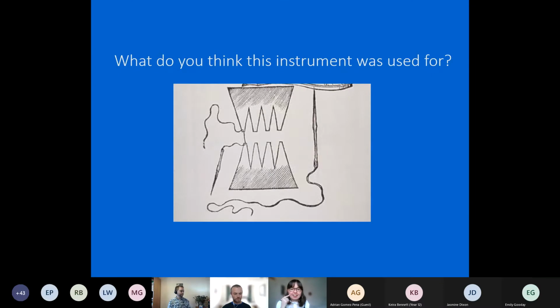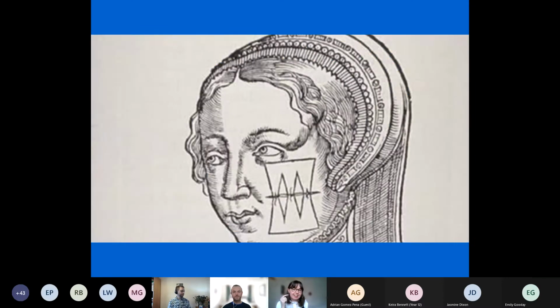And the image on the next slide shows that this was often a technique used on the face when the suturing had to be really precise and leave as little a scar as possible.